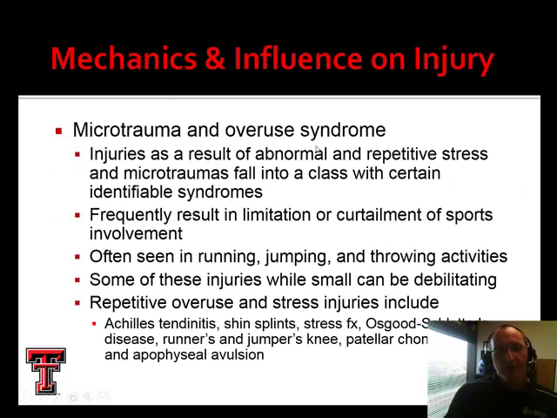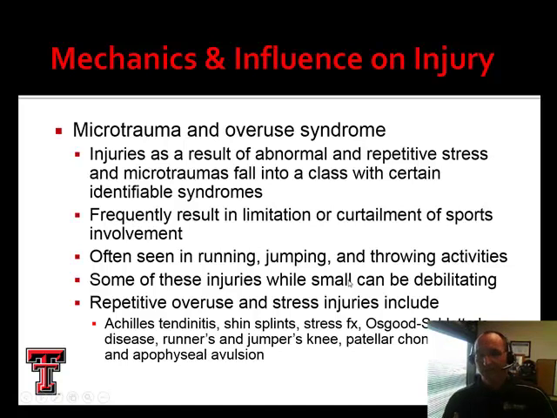All right, last slide here. Microtrauma and overuse syndrome. Injuries that result from abnormally high stresses, repetitive stresses, microtraumas that we can't see on x-ray can fall into a class with these identifiable syndromes. Okay, you'll hear it described as golfer's elbow, tennis elbow, runner's knee, cyclist's knee. All those terms that are associated with specific sports are, in essence, if you really boil them down, overuse injuries. Okay, we see these in running, jumping, throwing activities.